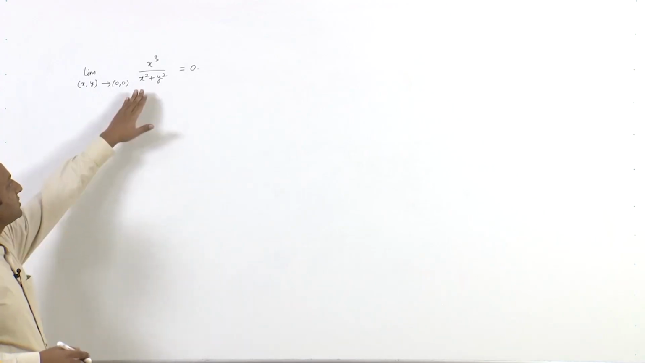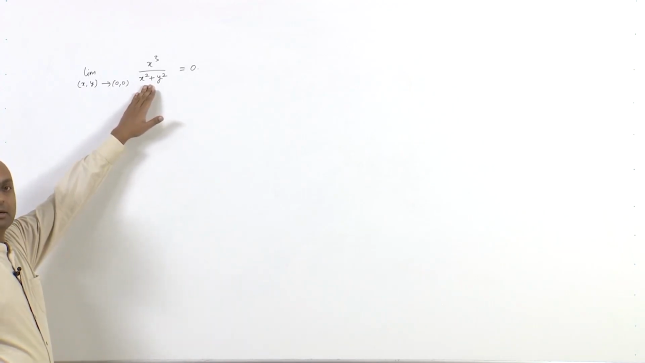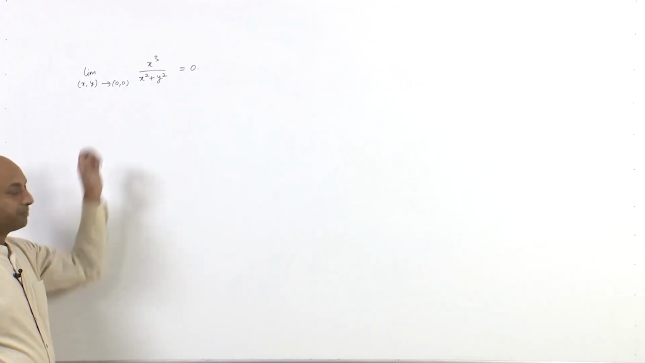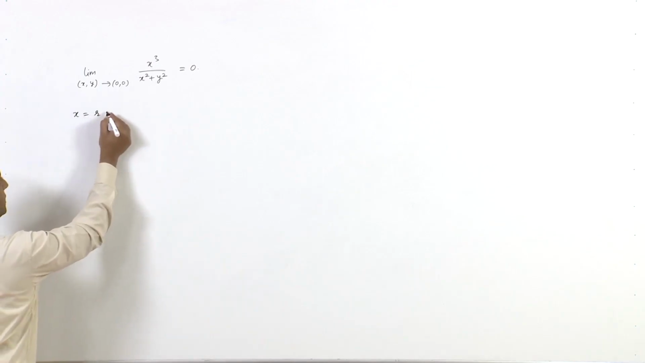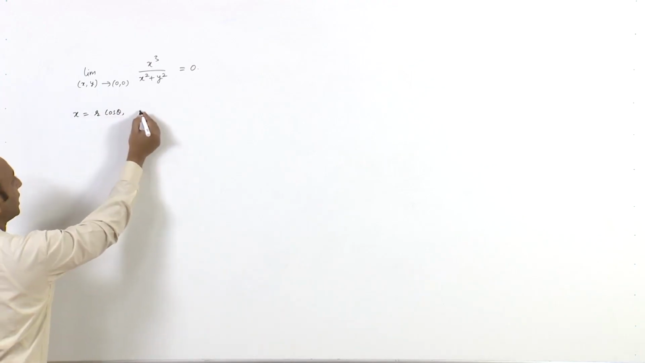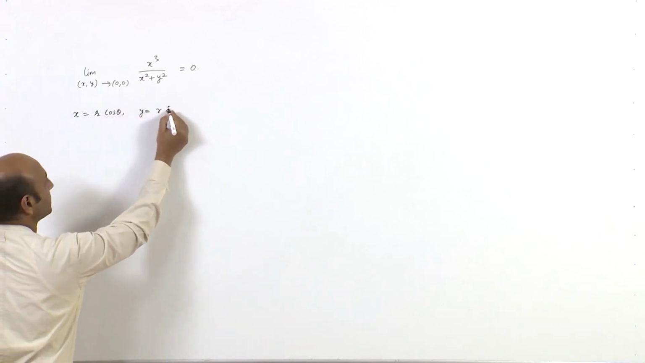So, let us first try to prove it by converting this into the polar coordinate system. We will suppose that x is equal to r cos theta and y is equal to r sin theta.